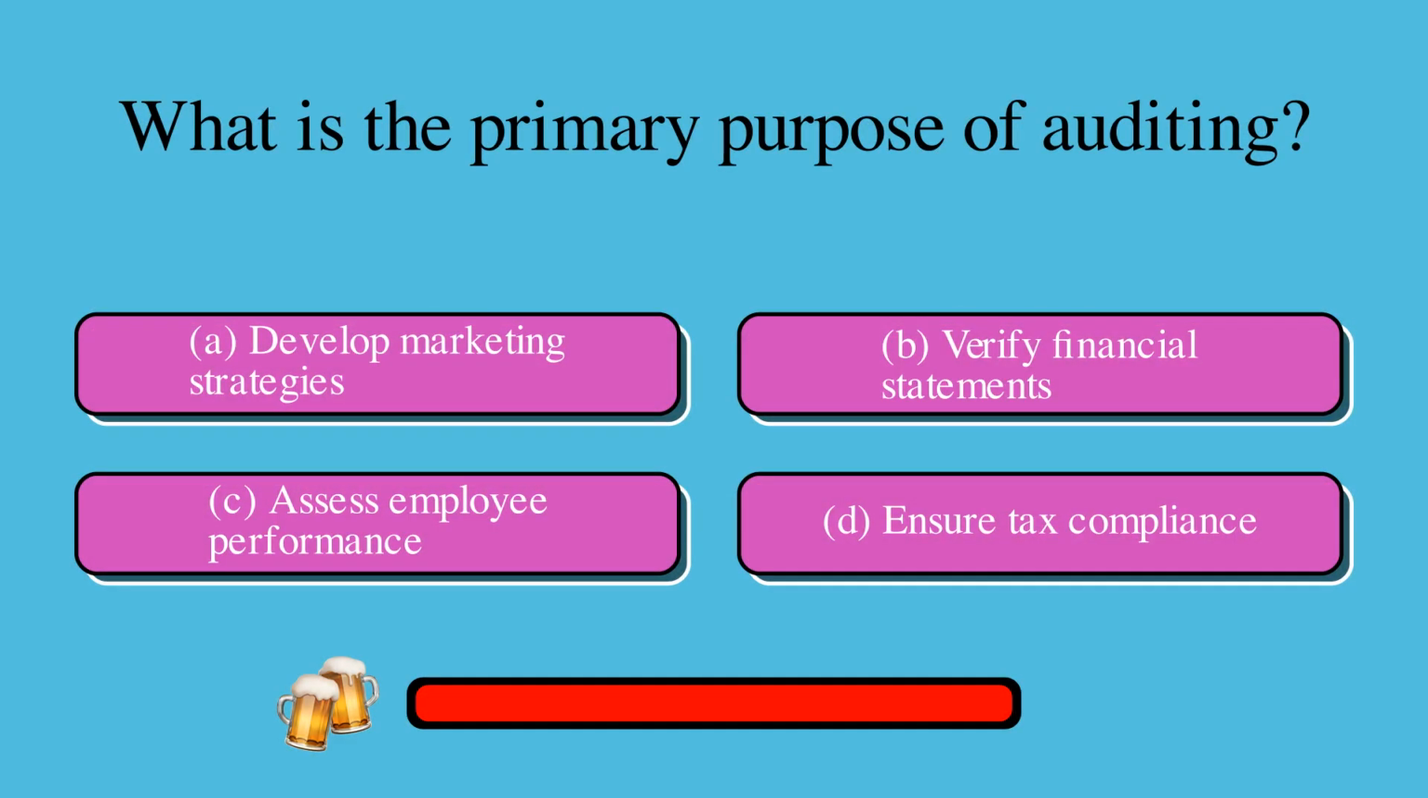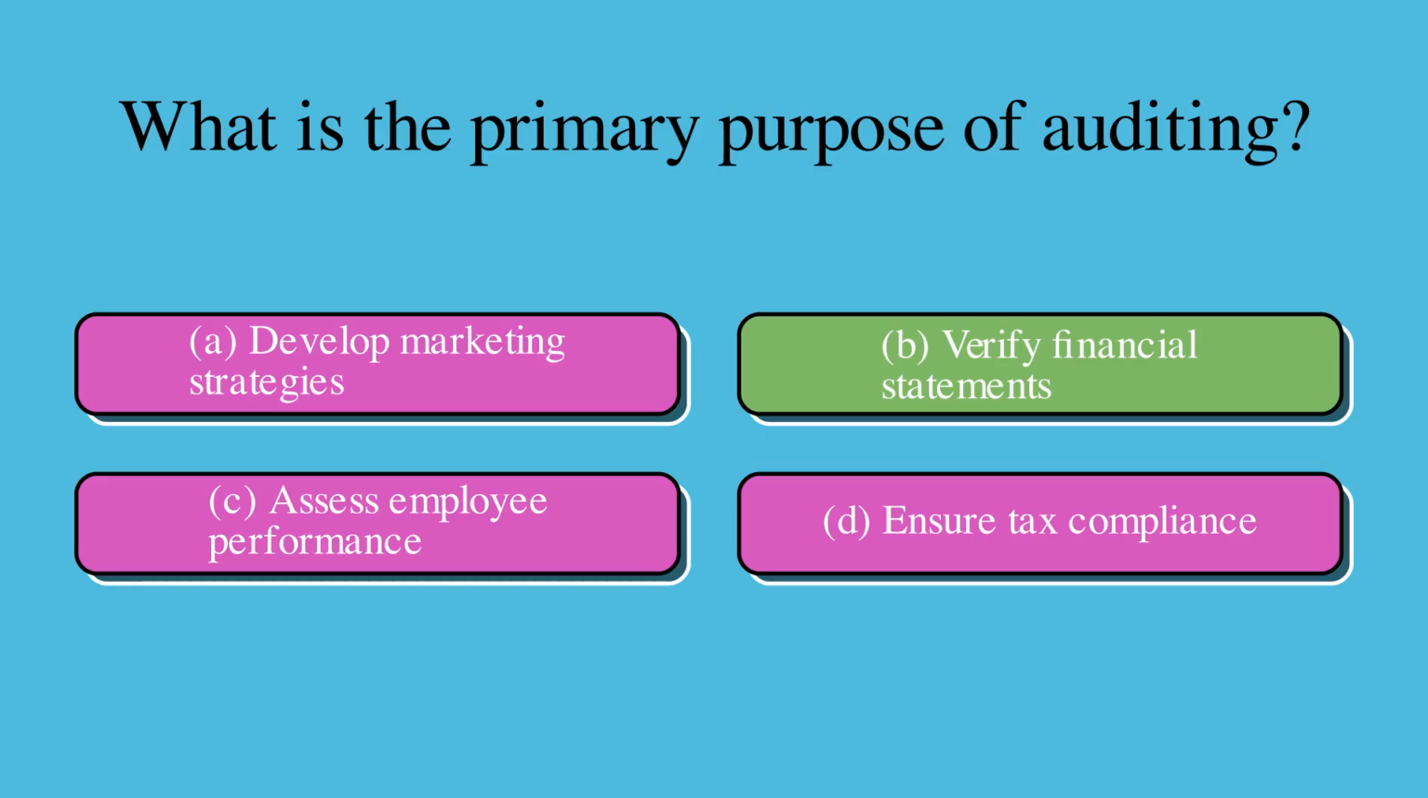What is the primary purpose of auditing? Is it A. develop marketing strategies, B. verify financial statements, C. assess employee performance, or D. ensure tax compliance? The correct answer is B. verify financial statements.